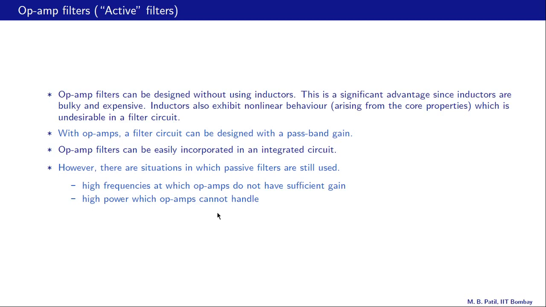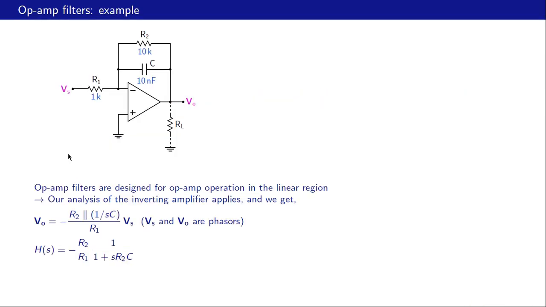So with this background, now let us look at some op-amp filter circuits, how they operate and how they do the filtering action. Here is a simple filter circuit using an op-amp. How do we go about analyzing it? Op-amp filters are designed for op-amp operation in the linear region, and we know a lot about the linear region already. Namely, V plus and V minus are approximately equal, and these op-amp input currents are 0.